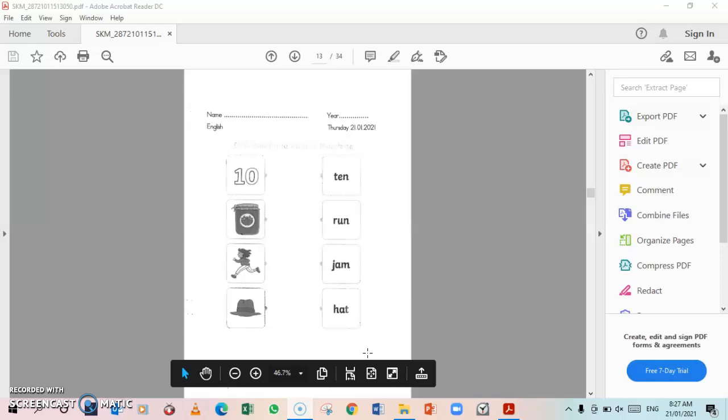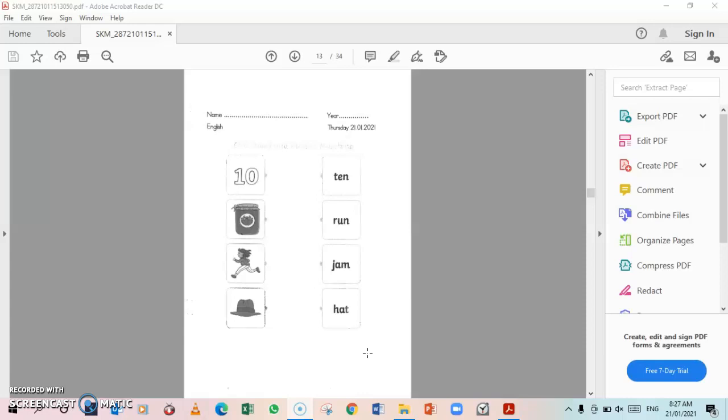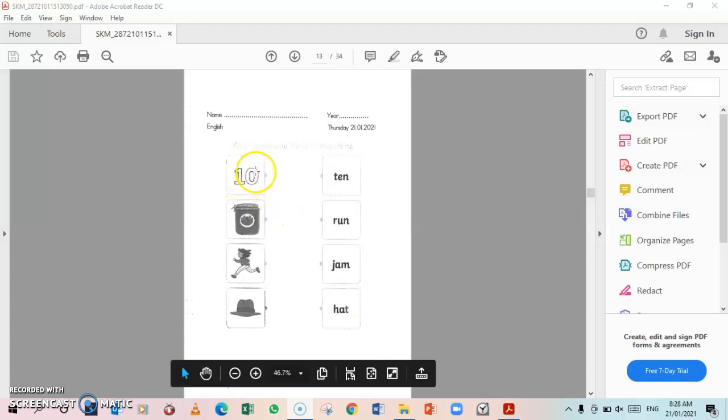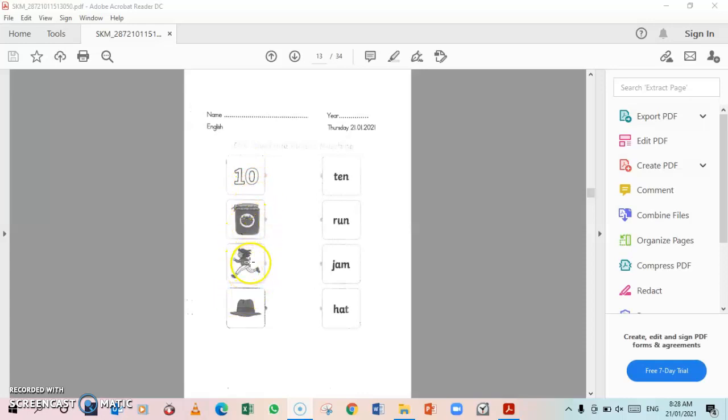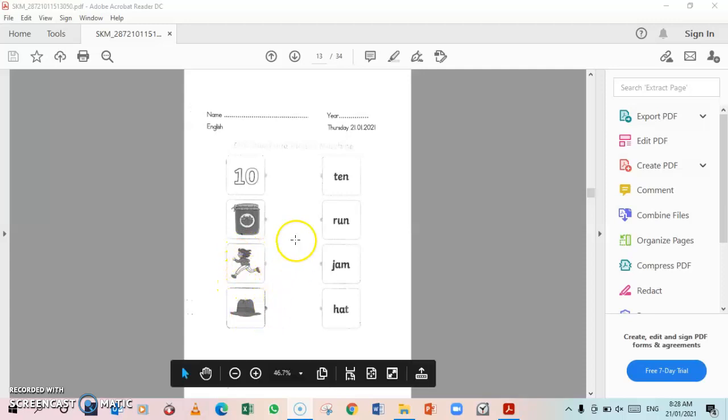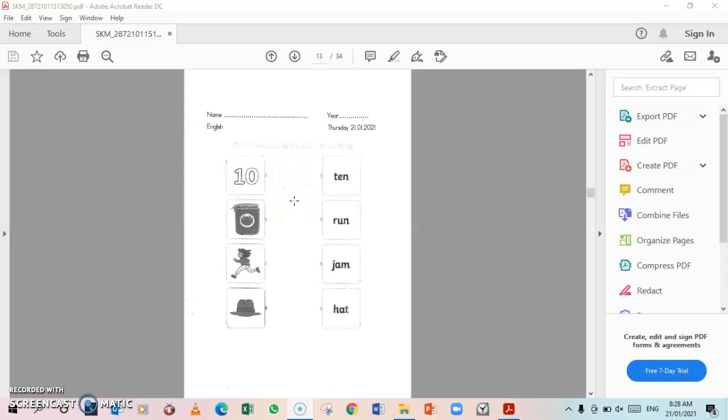So, for today's activity, all you have to do is look at the picture and draw a line to the matching word. Okay, so you draw a line from the picture to the correct word. So we've got a tin, we've got a jam jar, we've got a girl running, a run, we've got a hat. So draw a line from the matching picture to the word.